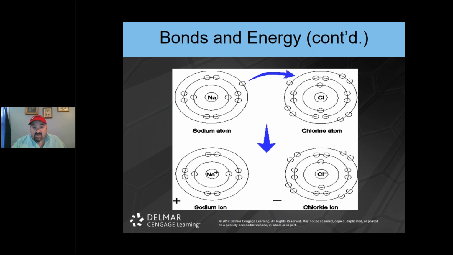Take a look at this for a moment. What you're seeing here, folks, is a sodium atom and a chloride atom. Coming together, what can they create? We can create a salt, sodium chloride, when they come together and are bonded together.